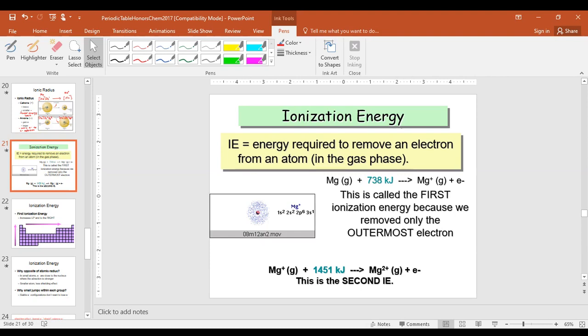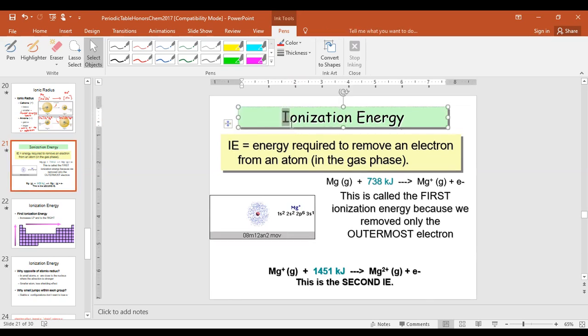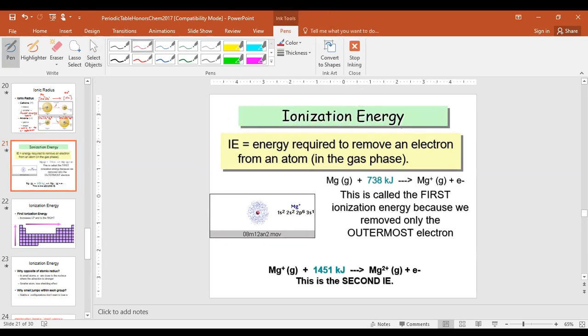So ionization energy, or IE, is the energy required to remove an electron from an atom. So it's the energy required to form an ion, to form a cation. So remember, ion. So we're forming a cation.